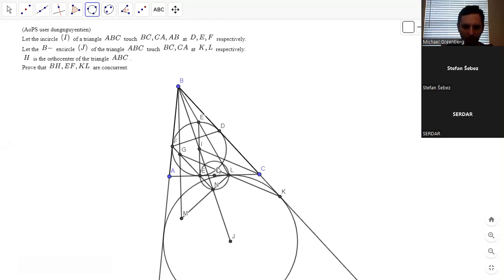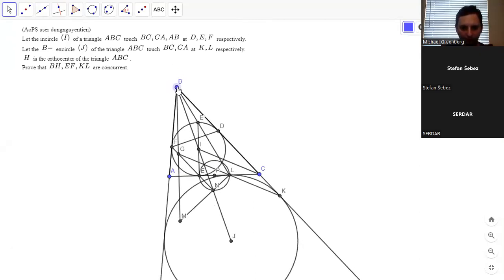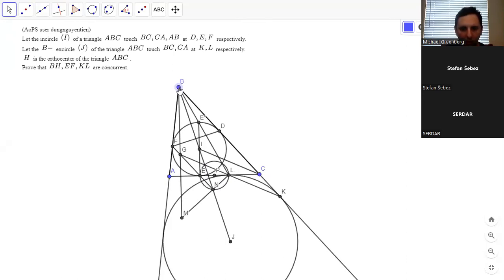Yeah, it passes through that point. Oh, so it's going to pass through this point. But we don't know that. So yeah, I think by an angle chase we can show all these points lie on a circle, right?